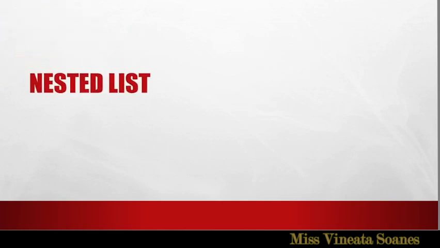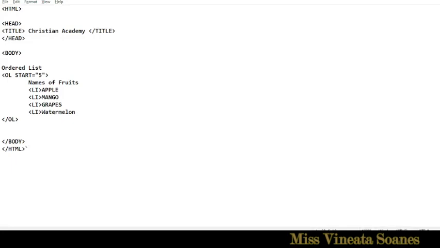Now the next thing that we're going to cover in this video is the nested list. When we say nested, it means we are nesting: having one OL under another OL, or a UL under an OL, or an OL under a UL. Let me demonstrate it.